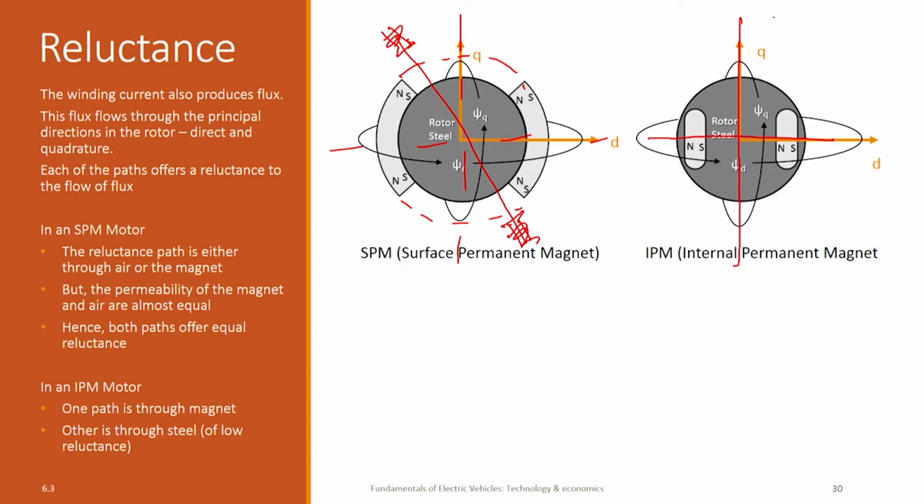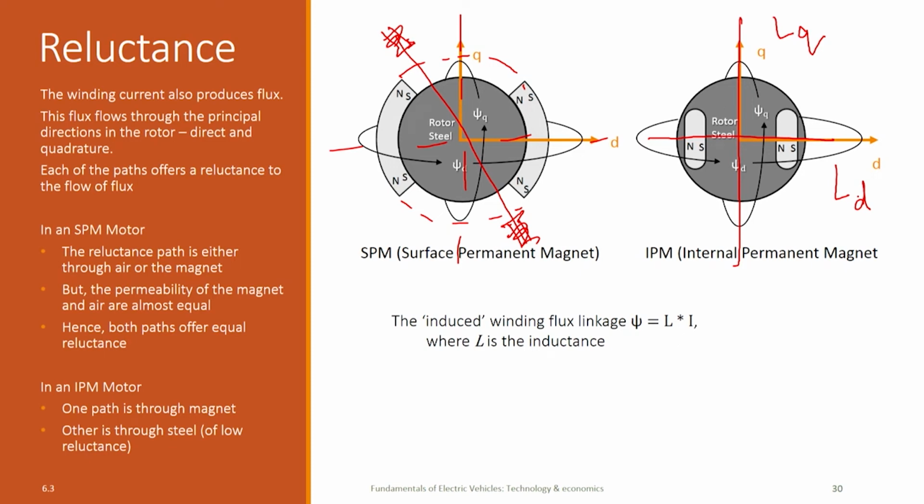So, the inductance in this path, I can call it Lq, will be very high, and the inductance on this path is Ld, which is much lower, significantly lower, maybe it is half. So, the important difference between an SPM and an IPM is that Ld and Lq are equal in the SPM, but Ld and Lq are different in the IPM. So far, am I clear? So, what is the consequence of this?